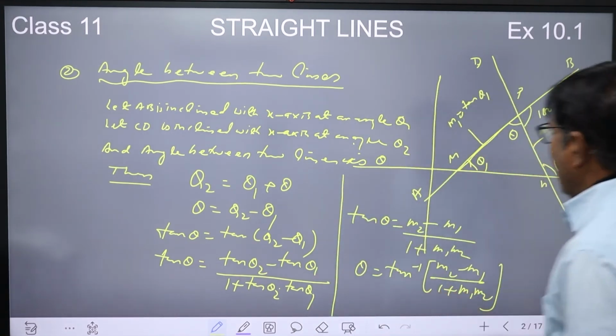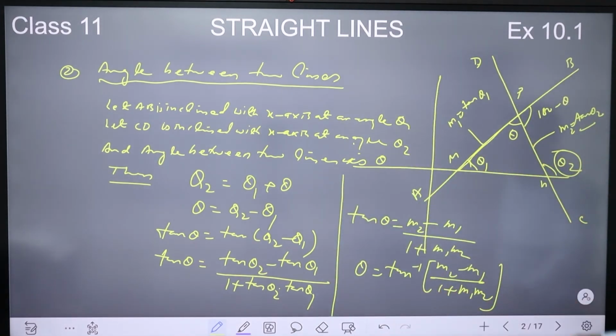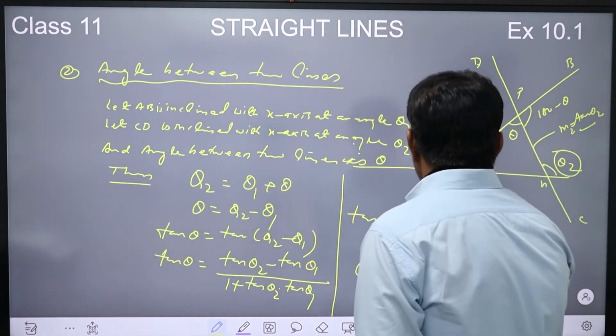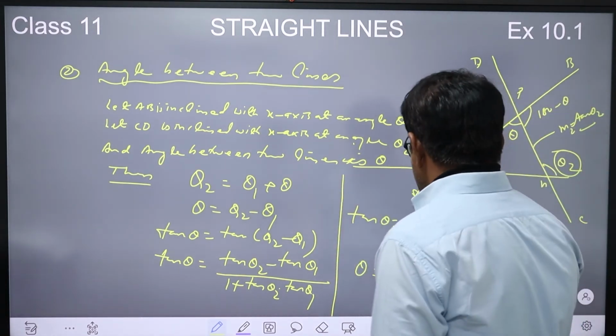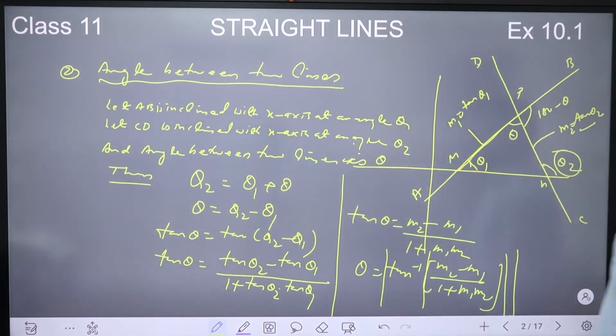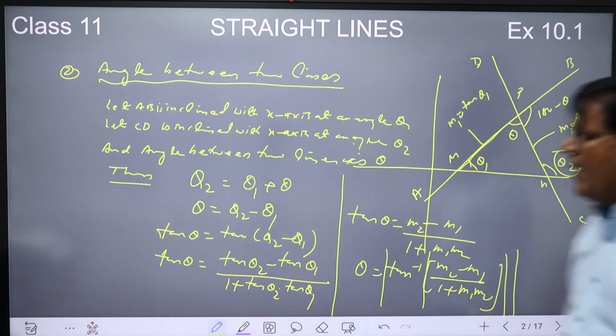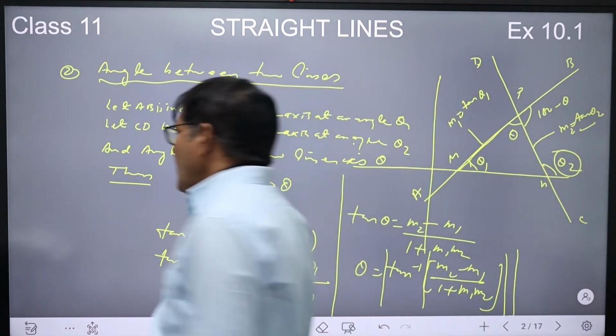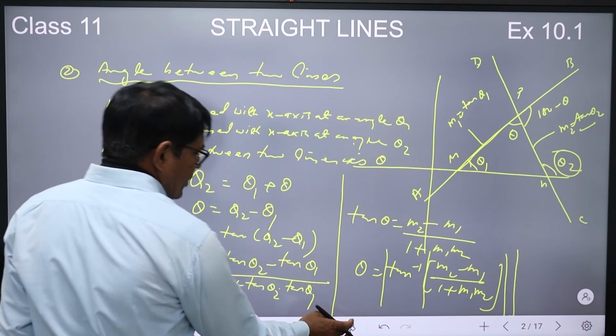So this is the angle between two lines having slope m1 and m2. Then theta will be given by tan inverse of m2 minus m1 upon 1 plus m1 into m2. And if otherwise not stated, this will always be taken as an absolute value, because theta is considered as an acute angle. Okay, so this is how we find the angle between two lines. This was the derivation for the angle between two lines.